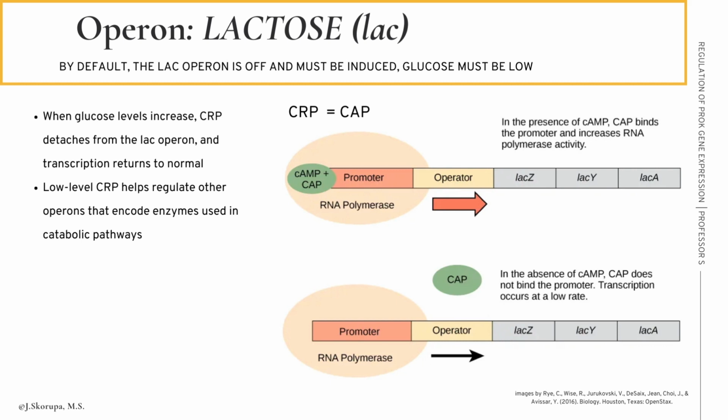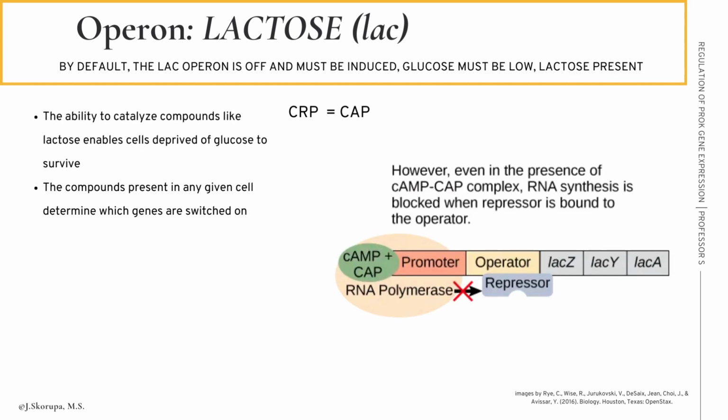Low-level CRP helps regulate other operons that encode enzymes used in catabolic pathways. Remember, catabolic pathways usually involve inducible operons like the lac operon. The ability to catabolize compounds like lactose enables cells deprived of glucose to survive.